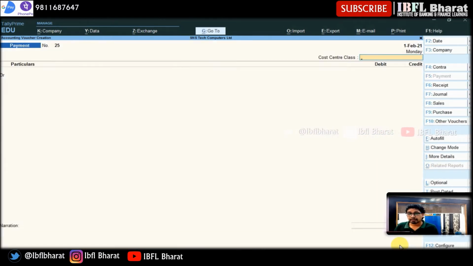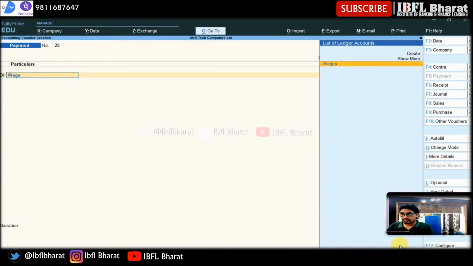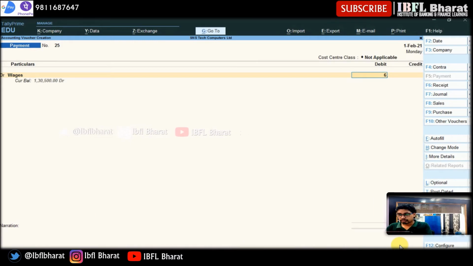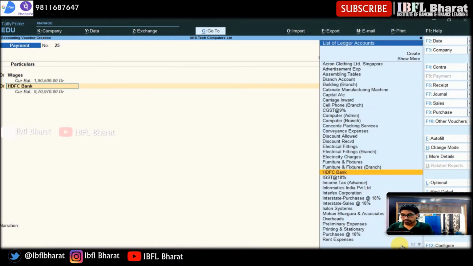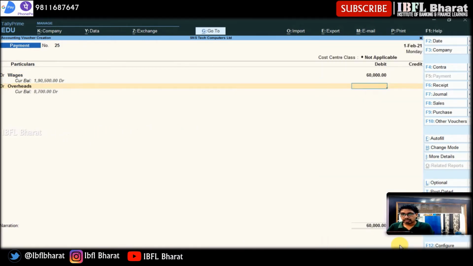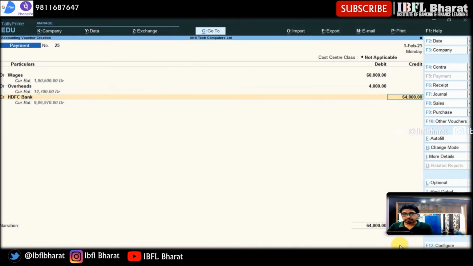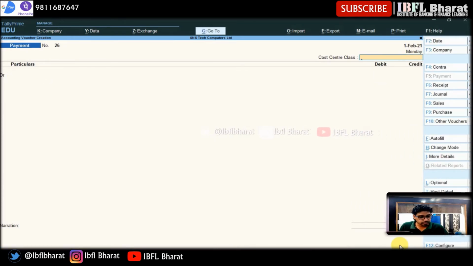Now we are making payments of both the overheads and the wages by check. So we are taking it in the same voucher, 60,000 amount of wages, and again here we are taking overheads, which we have just incurred 4,000 rupees, and it's from HDFC Bank. Okay, we have also accepted the same voucher here.